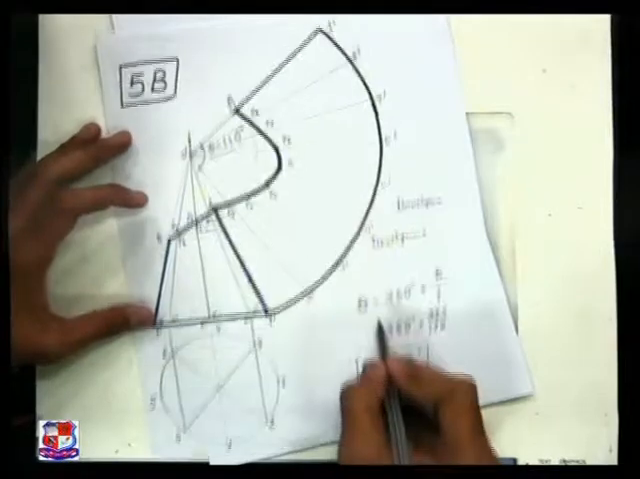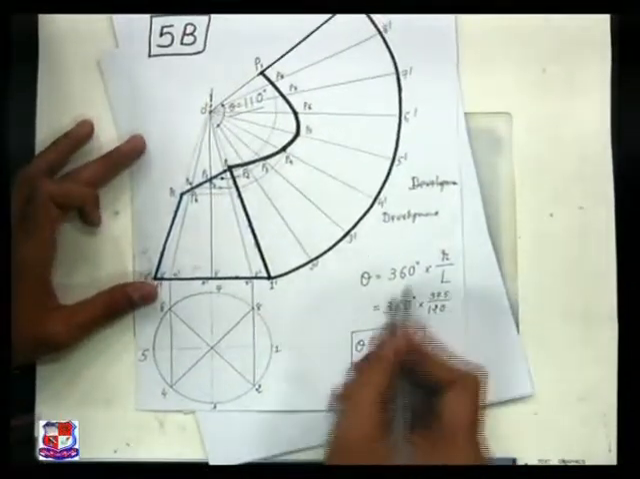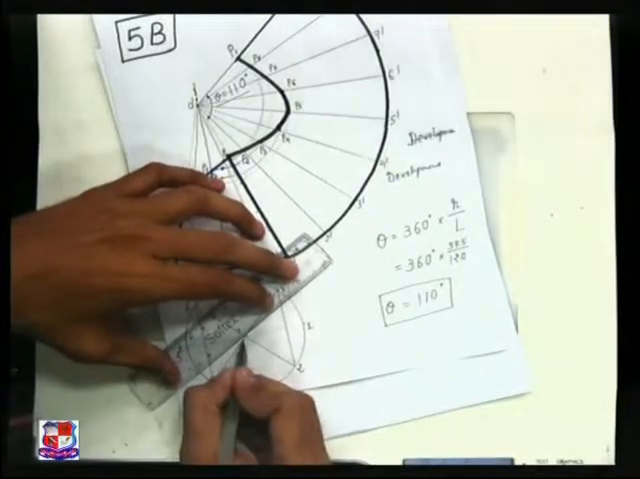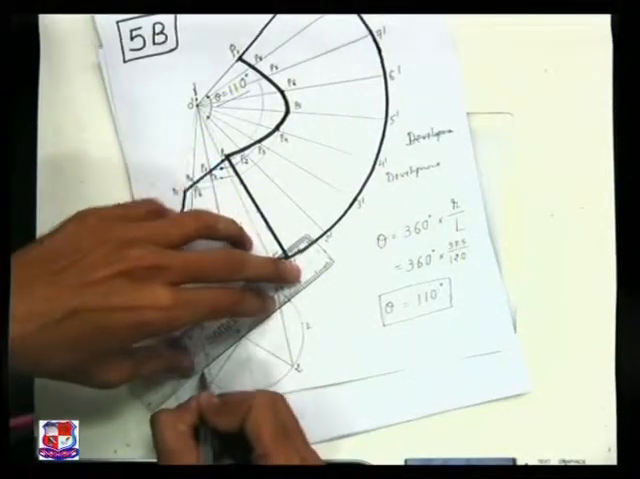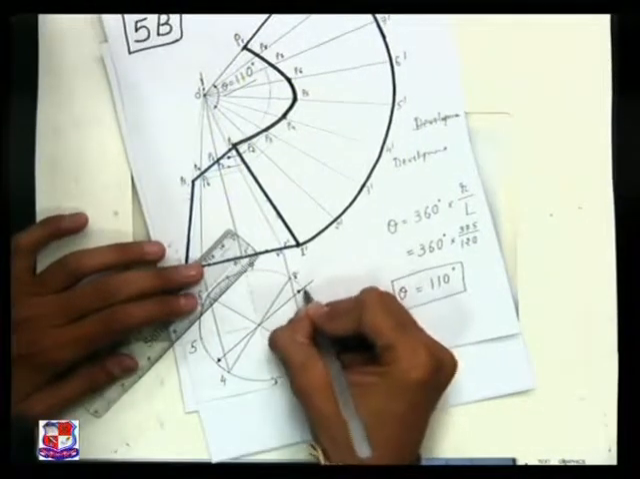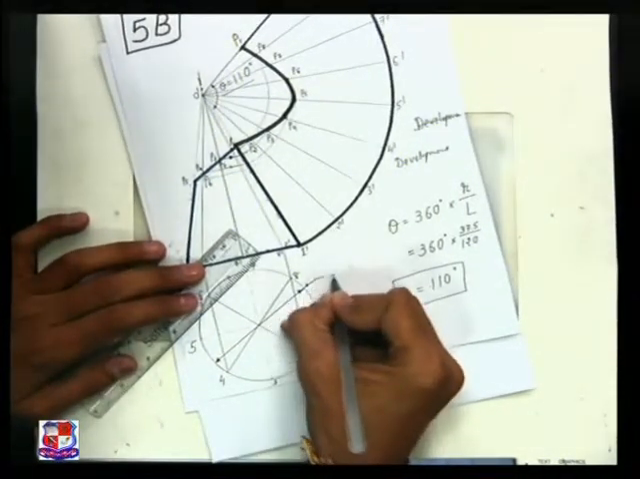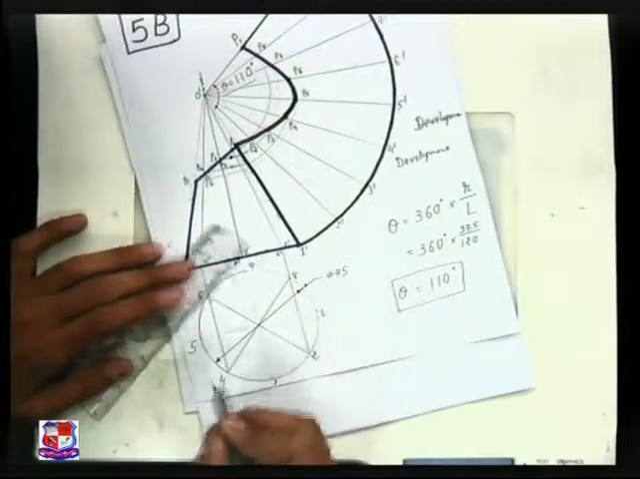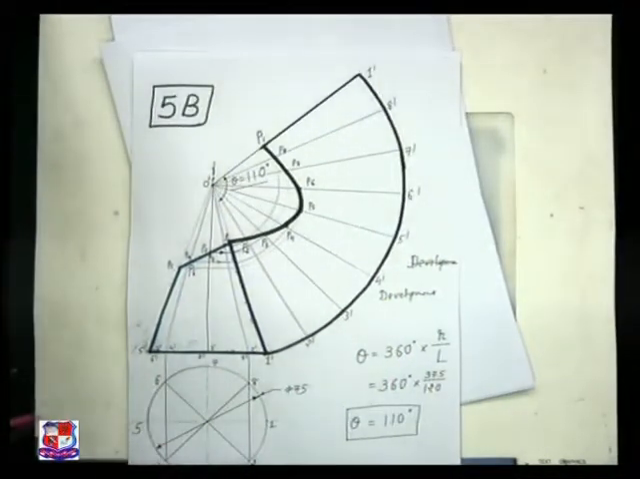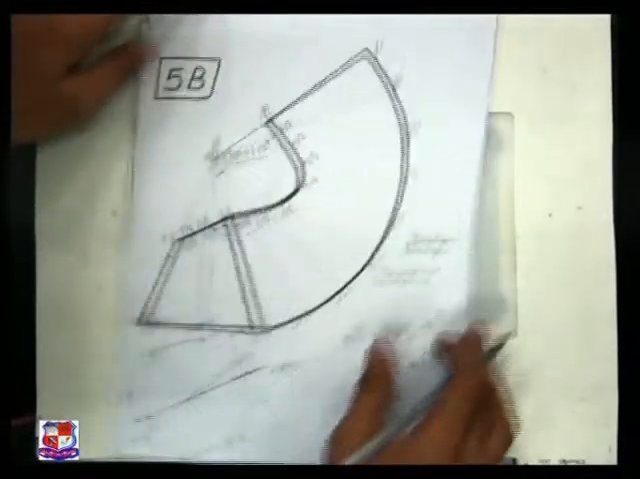Development of the given problem, and it is compulsory to show this calculation in the data, because students forget many times to show this data and insert these dimensions. The diameter is known to us, that is 75 mm, and appropriate dimensions should be inserted in this diagram. So this is the solution of question number 5b.